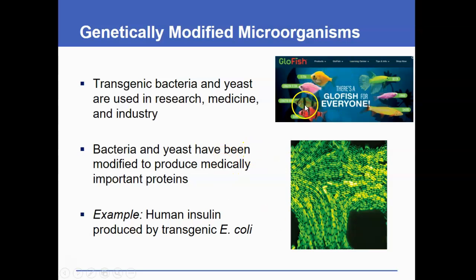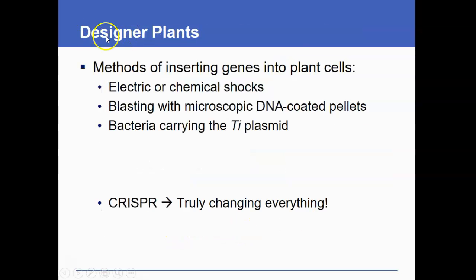Ones that are particularly relevant for me this week, because we're going to be buying some glowfish, are fun things that aren't actually to improve medicine or human health. In this case, these are fish that are expressing fluorescent proteins, but more importantly are bacteria that are expressing human proteins and making things like human insulin in bacteria for diabetics.